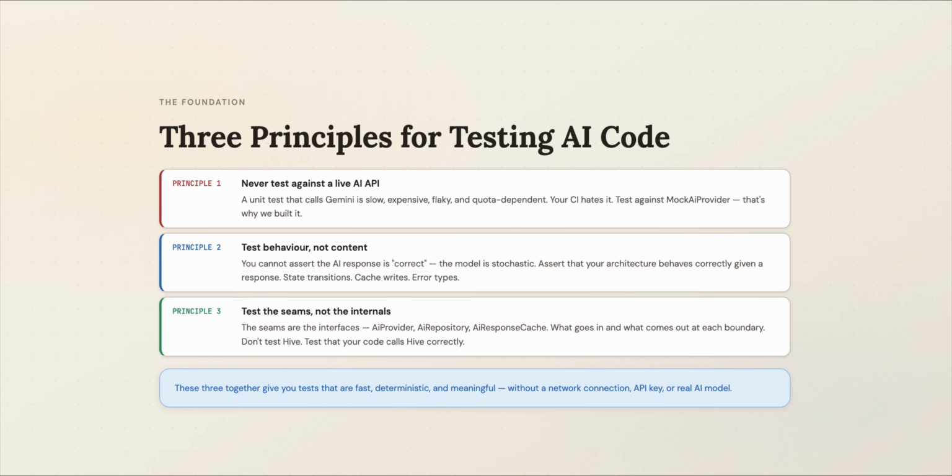The behavior is yours. The third principle is test the seams, not the internals. The seams are the interfaces like AI provider, AI repository, AI response cache. Test what goes in and what comes out at each boundary. Don't test Drift's storage mechanism. Drift has its own tests. Test that your repository correctly calls the put method after a successful response. So these three principles together give you a testing strategy that's fast, deterministic, and meaningful.